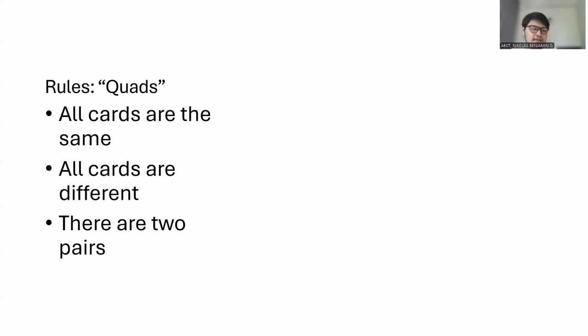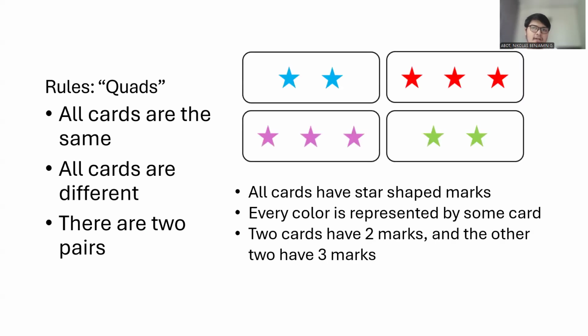The basic rules are to look for special sets of cards called quads. In this case, for each property, you want to check that either all the cards are the same, they're all different, or they come in two pairs. For example, in this collection of cards, we have a quad because all the shapes are the same, they're all stars. Each color is represented by some cards, so they're all different: red, green, blue, and purple. And lastly, there are two numbers for the cards. There's 2 cards that have 2 stars and 2 cards that have 3 stars.